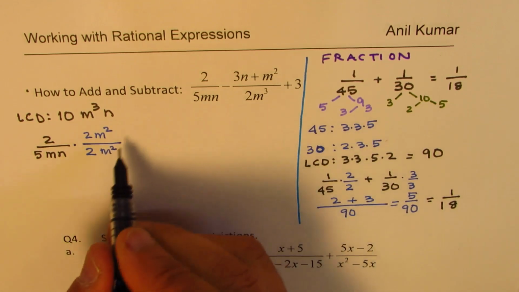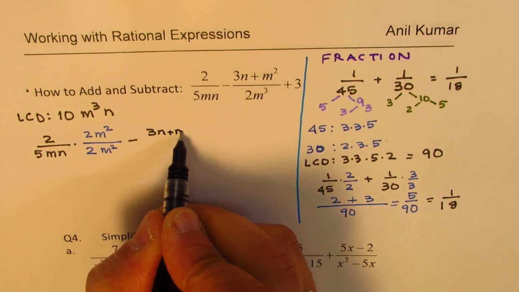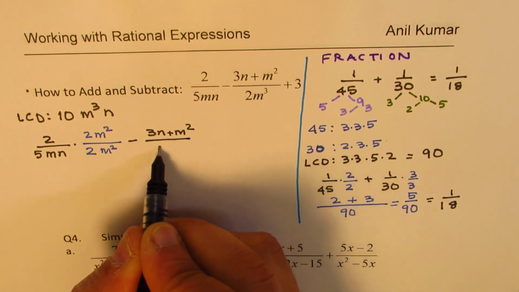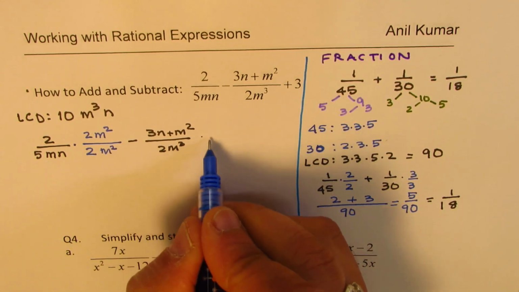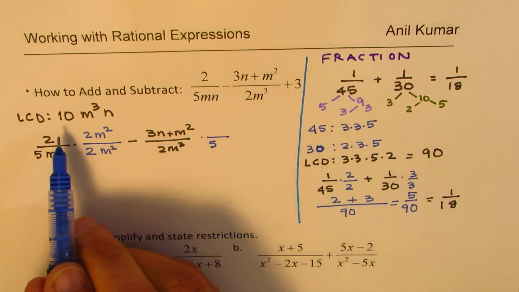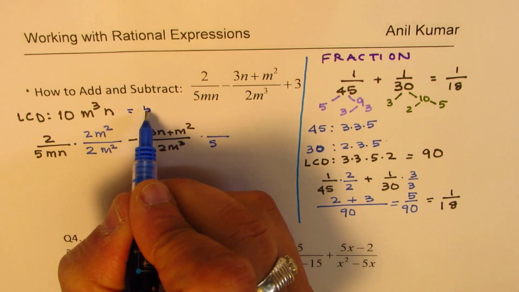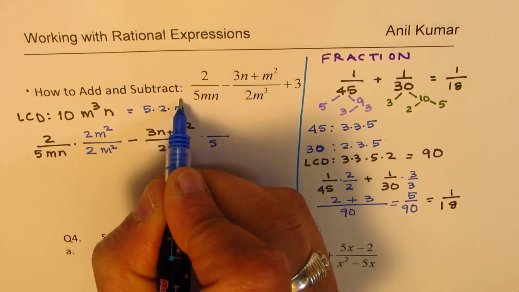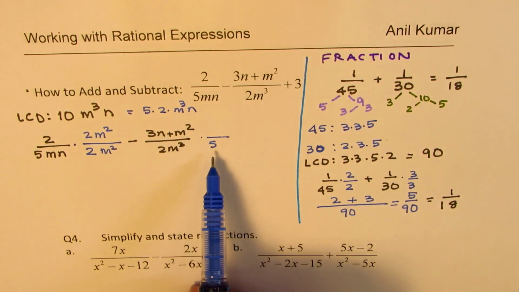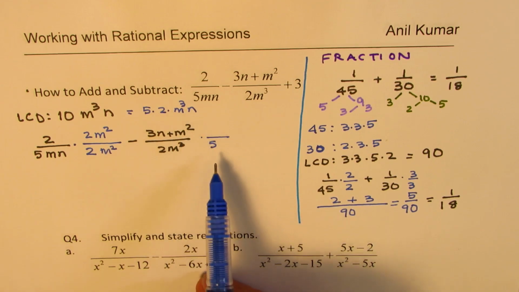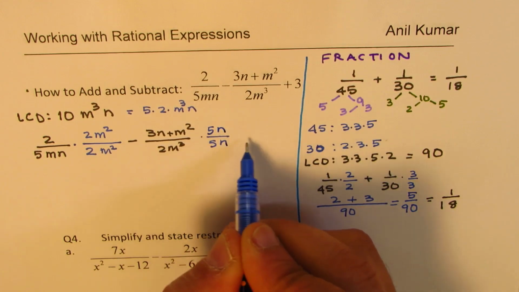Perfect? Next term here, negative, we write down the term which is 3n plus m square divided by 2m cube. Now here we want to get 10, so I have to multiply by 5. Well, I wrote 10, I could have written 5 times 2, it becomes easier to work. So better could have been writing this as 5 times 2 times m cube n. So we know we have a 2, but we do not have a 5, so we write 5. m we already have, n we don't have, so we'll multiply and divide by 5n, right?